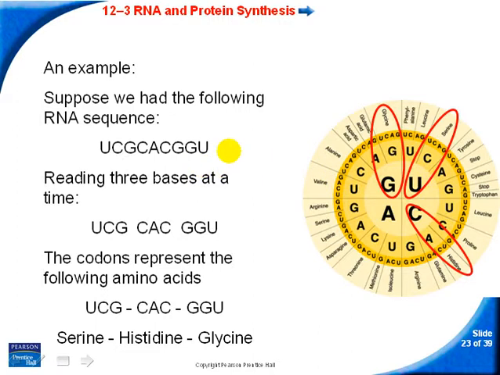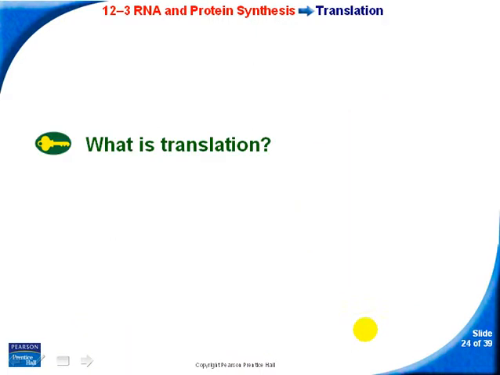So let's look at the sequence here. We have this mRNA sequence. We're reading 3 bases at a time, a codon, and the codons represent the following amino acids. Let's look at this one. U, C, G. That's serine right there. C, A, C. That's histidine right here. And then GGU. That's glycine. So this chart is not all that hard to read.